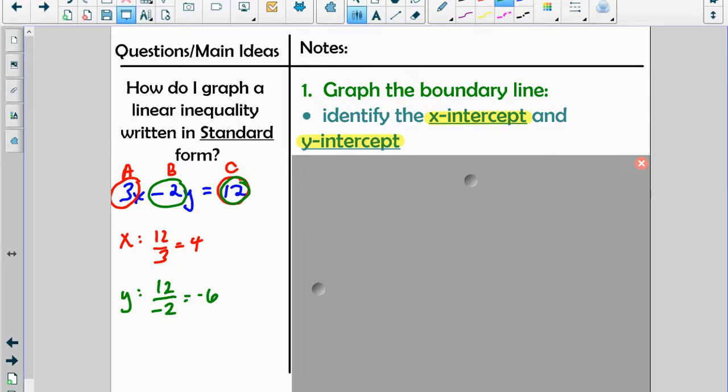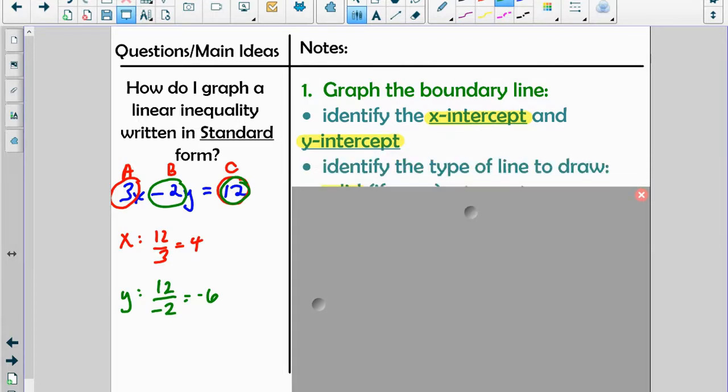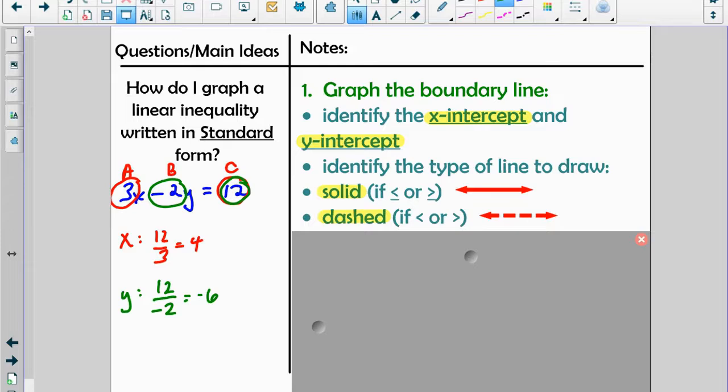So identifying both of the intercepts is your first step, and then we can use those intercepts to graph the boundary line. Make sure that we always check to see which type of line we want to draw, whether it's solid or dashed. We follow the same rules as earlier this week. We draw a solid line if the ordered pairs on the boundary line are solutions, and we draw a dashed line if they are not solutions. So it all goes back to that inequality symbol. If it has the or equal to part of the symbol, you draw a solid line. And if it's not equal to, you draw a dashed boundary line.